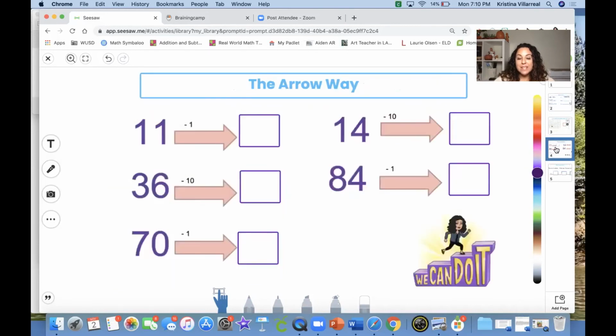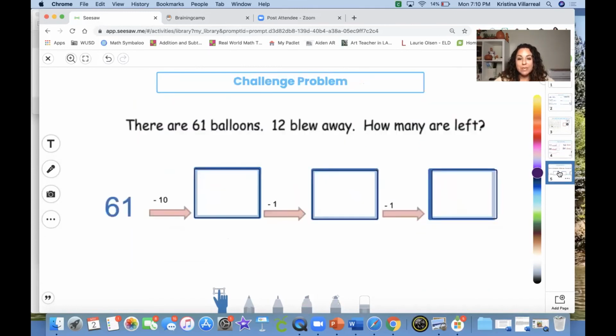And let's go ahead and we're going to do the arrow way with subtraction this time. Remember, look at all of these. They say minus, not addition. And then finally, we have our story problem that we did on the last one. I want to make sure that you guys were listening. So make sure you fill out your arrow way. And that's it. So go ahead and get that done, and we'll see you later.